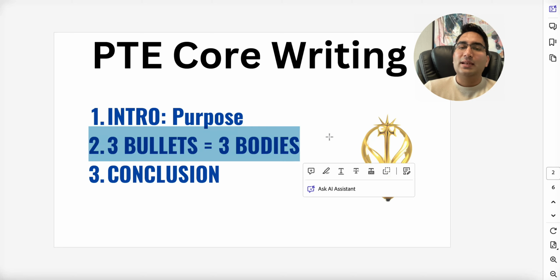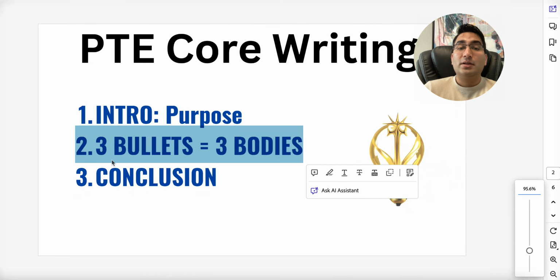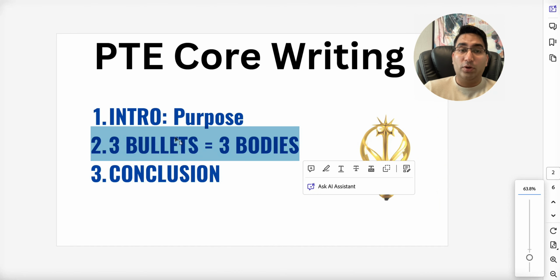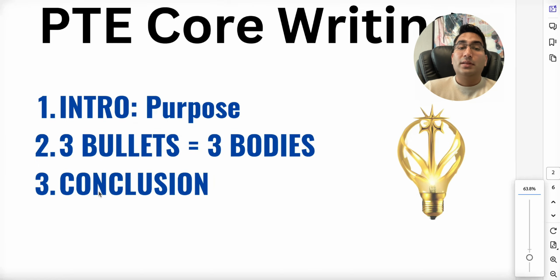So your second component is your 3 bodies, which will be related to the 3 bullet points. So in the question, you're given 3 bullet points. All you've got to do is make 1 body per bullet point. That's it. That will show the AI that you're answering each bullet point without missing any, and that you are on structure. The third thing is the conclusion.